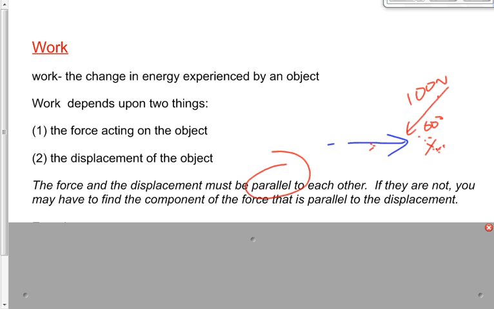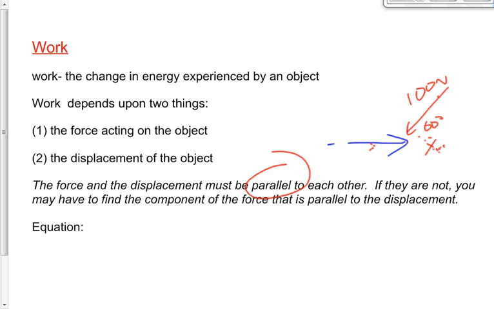So, in order to do work on an object, in order to change an object's energy, you need to apply a force, you need to have a displacement. The force and the displacement must be in the same direction. If they're 90 degrees to each other, hey, there is no work done. If they're at something other than 90 degrees to each other, then we have to effectively find a component of the force that is parallel to the direction of motion. The good news is, there's a general form of the equation that does that for me.